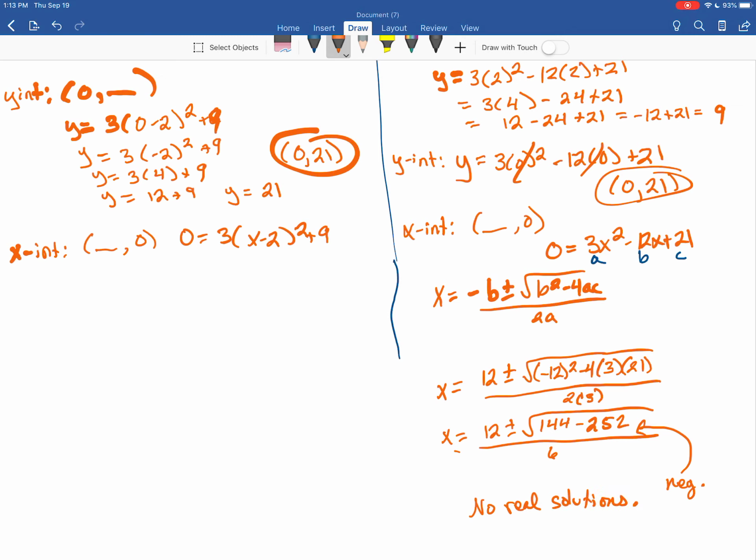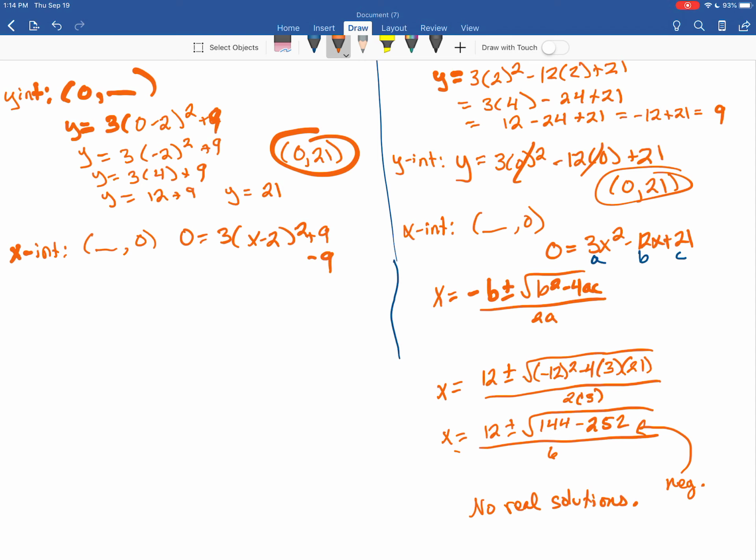It appears as though this is not going to actually cross the x-axis anywhere. Let's see if I run into the same problem over here, because what you might have noticed is this is actually the same exact parabola, just in a different format. So what if I start solving this one?